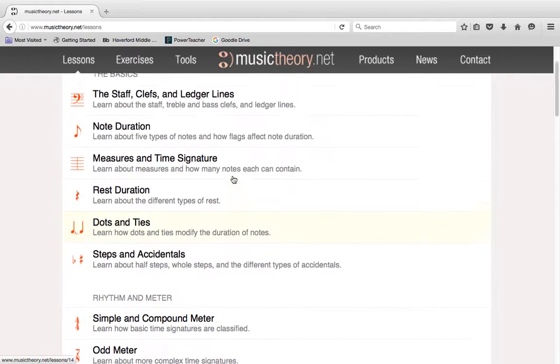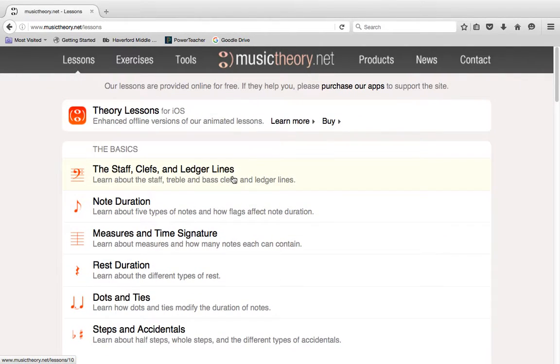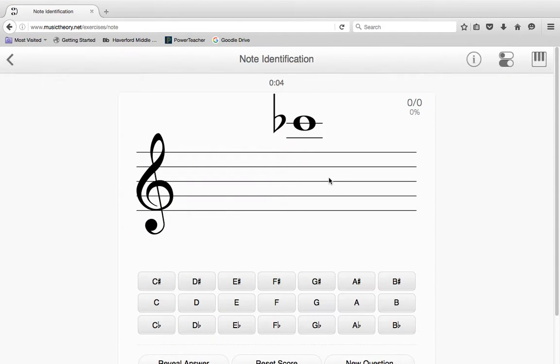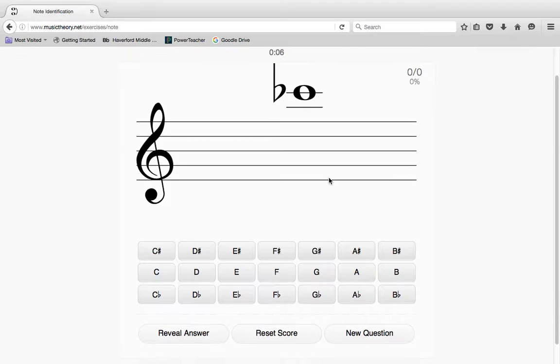However, there is one exercise or a game that I like to play in class, but you can also play it at home. Click on exercises up at the top of the screen here. Click on note identification, and here you will have some notes that you can identify.